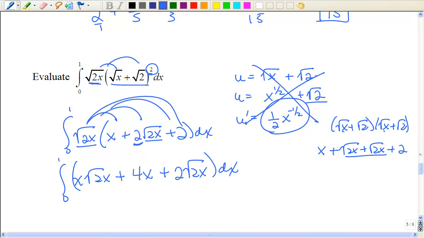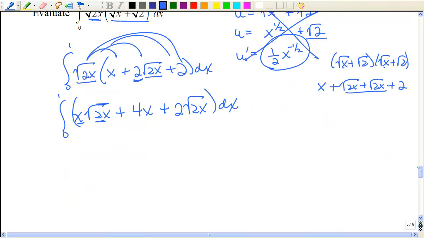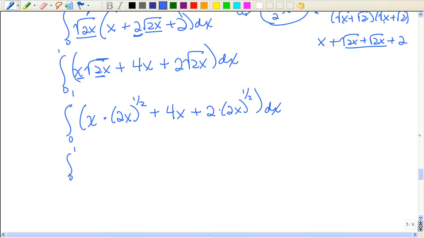Wow, that's kind of ugly. What am I going to do with this and this? How about let's get rid of those square roots. So this is x times 2x to the 1/2 power. This is 2 times 2x to the 1/2 power. Okay. Then, remember that's 1. This half is going to go to both of those, so I can add those exponents here. So I'm going to have this square, the 2 to the 1/2 power, and then x is going to be to the 3/2 power, 1 plus 1/2.